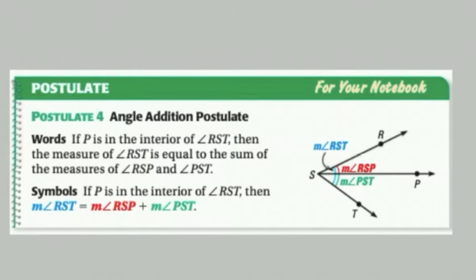The angle addition postulate tells us that if we have a point P on the interior of some angle, like RST, then we can make a ray through S and P, and that divides this angle into two angles. To find the measure of angle RST, we simply add the measure of angle RSP, whatever that angle measure is, to the measure of angle PST.